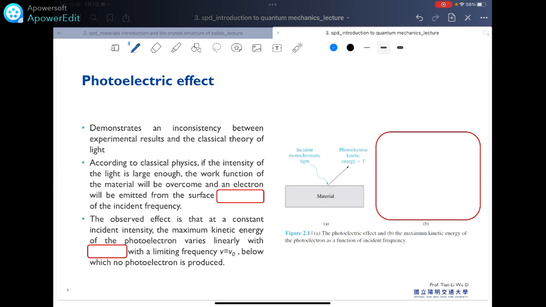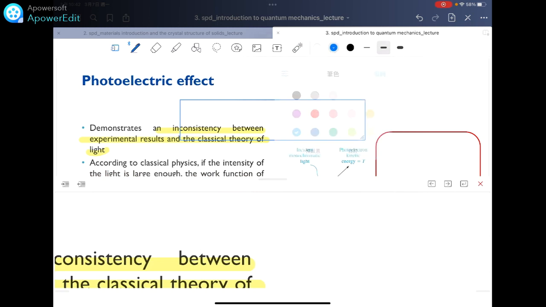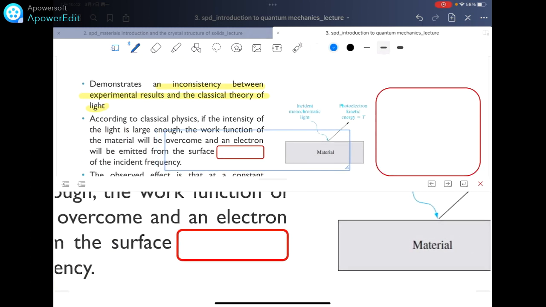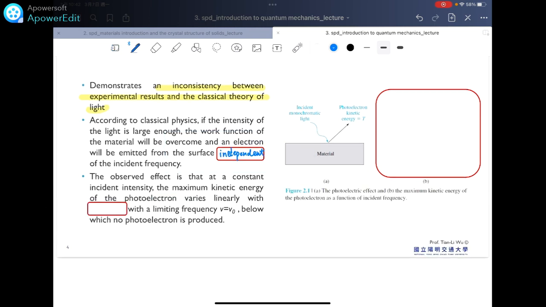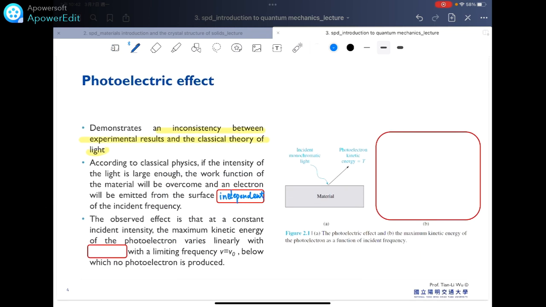For example, in modern physics, we already have learned what the photoelectric effect is. That demonstrates the inconsistency between the experimental result and the classical theory of light. According to classical physics, if the intensity of light is large enough, then the work function of the material will be overcome and an electron will be emitted from the surface, independent of the frequency. That's what classical physics tells us.